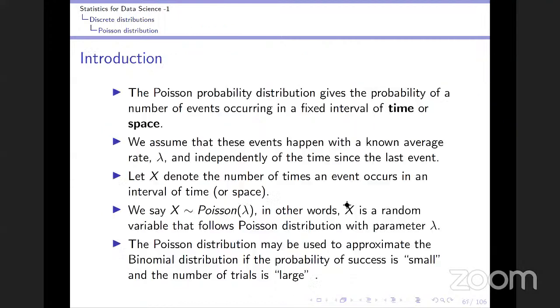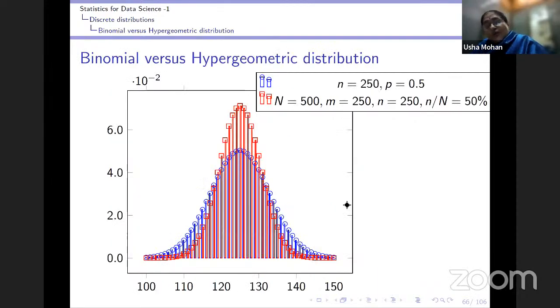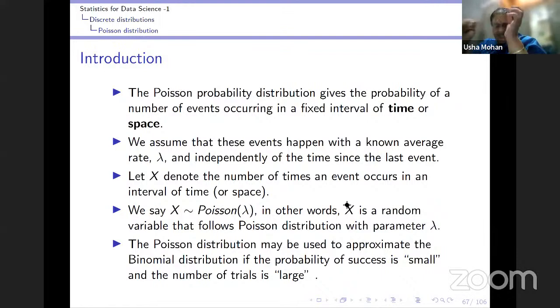Right. I think I'm running out of time. I'll try and do how much I can. The dependency for large capital N and small n also depends on capital N, small n. The next very important distribution that arises is what we refer to as the Poisson distribution.